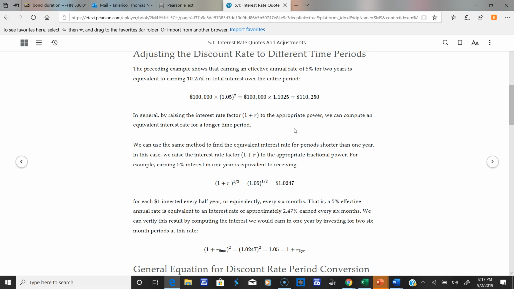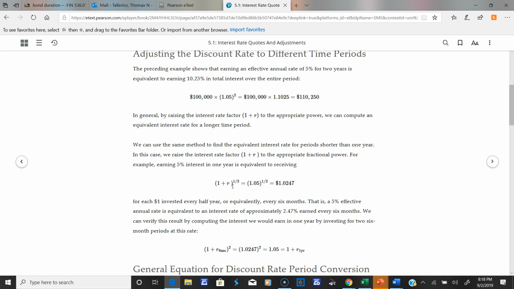All right, so again, you could do the same thing going smaller. You notice what they say: we can use the same method to find the equivalent interest rate for periods shorter than 1 year. So when I say shorter, let's say 6 months, we raise the interest factor to the appropriate fractional power. So earning 5% interest in 1 year is equivalent to receiving $1 and 2 and change cents, right?